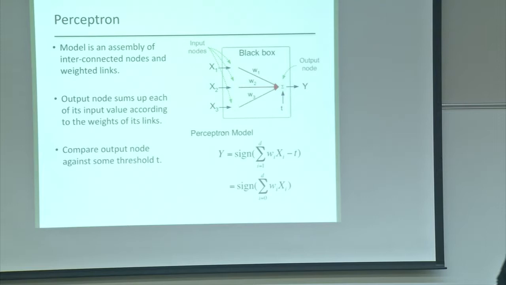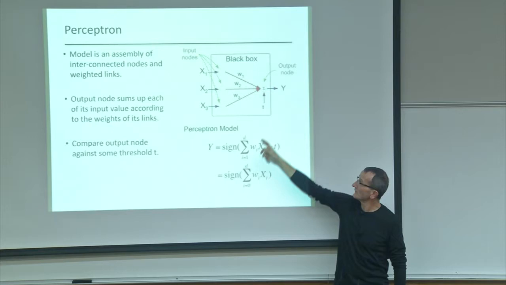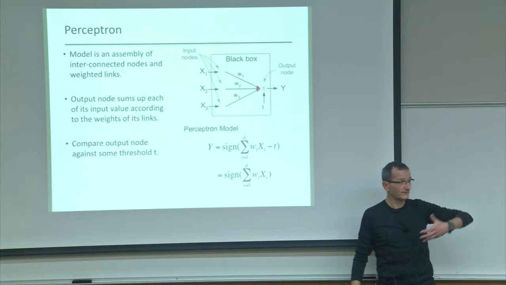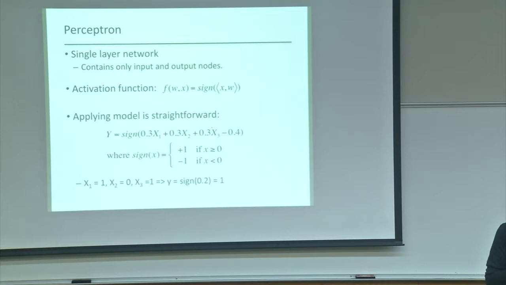Okay, so this is the perceptron model. What we're trying to do here is learn W, the model parameters, so it's all those weights on those links that essentially do a linear combination of the input values and give you some sort of a value, and my prediction is going to be positive or negative. So this is a single layer network.